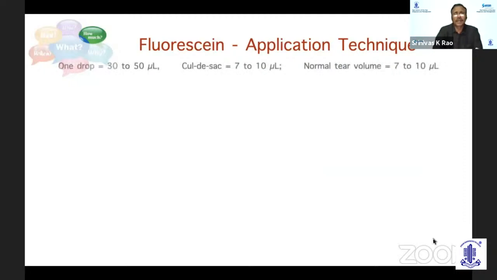Remember that the conjunctival cul-de-sac is only about 7 to 10 microliters, whereas one drop is about 30 to 50. So it's many times the volume of the cul-de-sac. And the normal tear volume, which dilutes the fluorescein, is also about 7 to 10 microliters.